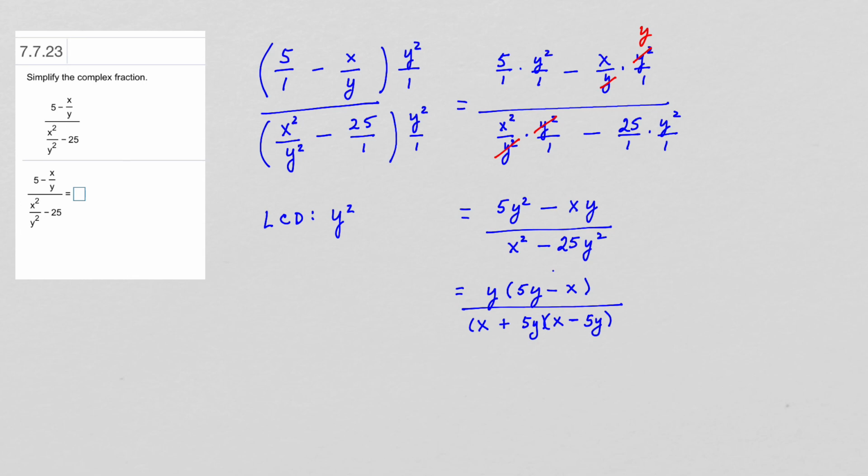So now I can cancel these two, but it cancels to make a negative 1. So that gives me a negative y in the numerator and x plus 5y in the denominator. And that's my final answer.